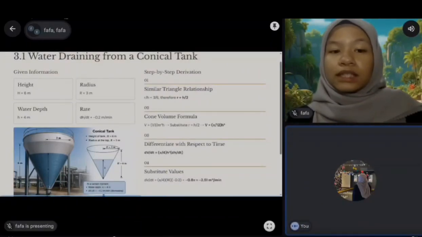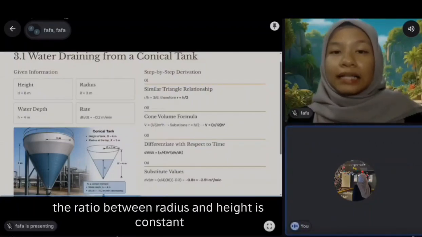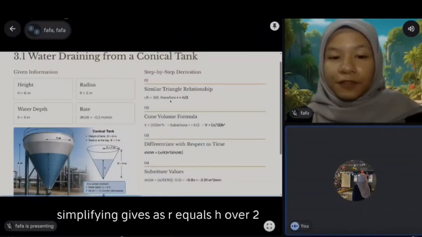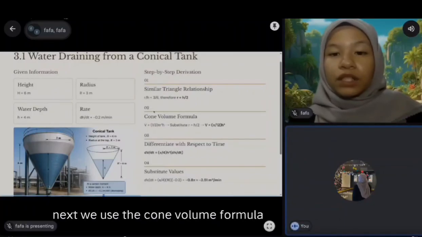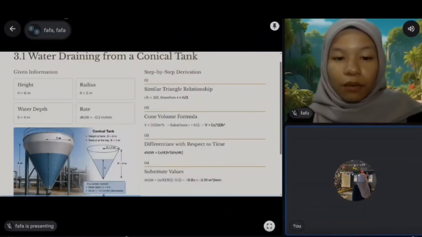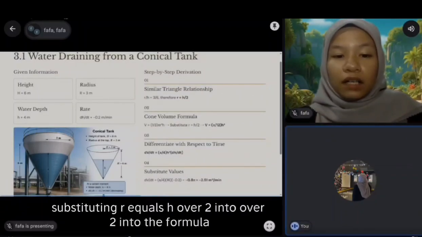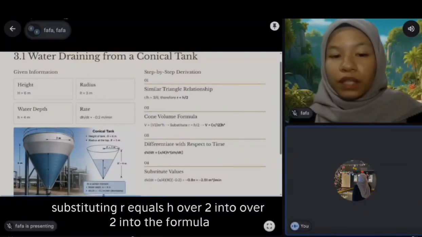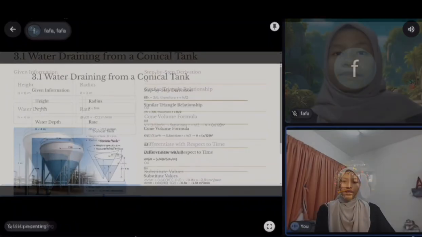Since the shape of the water surface remains similar to the shape of the tank, the ratio between radius and height is constant. Therefore, r divided by h equals 3 divided by 6. Simplifying gives us r equals h over 2. Next, we use the cone volume formula, which is one third pi r squared h. Substituting r equals h over 2 into the formula, we obtain V equals pi over 12 h cubed.